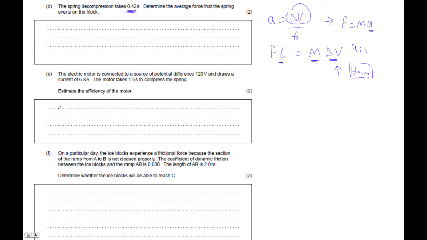Ultimately, what we're going to do is the efficiency is going to be work output over work input. And we know the output. The output is that the spring gains 670 joules of elastic potential energy, right? The work input is interesting, right? So we've got to figure that out.